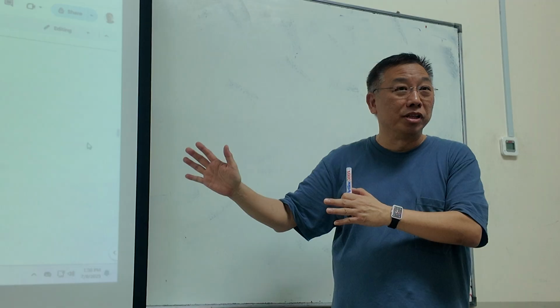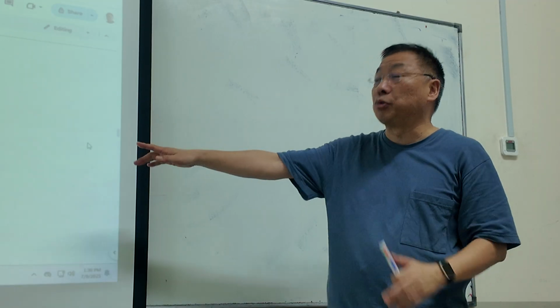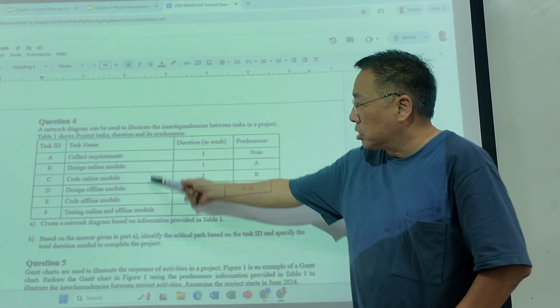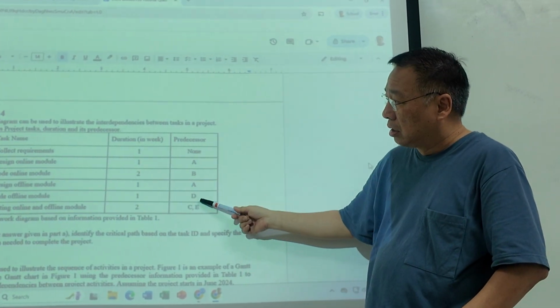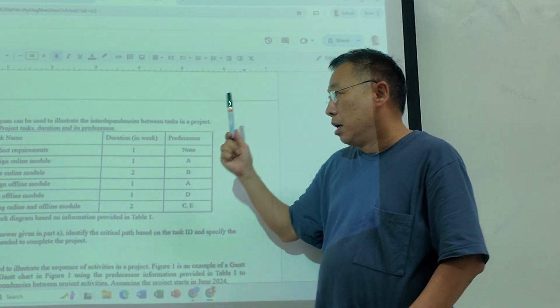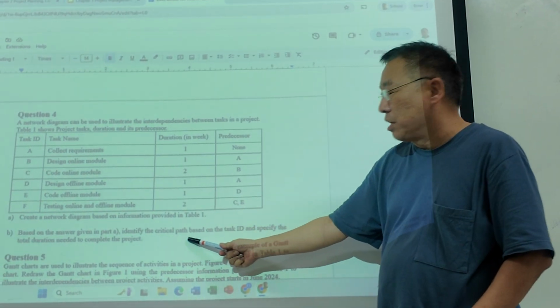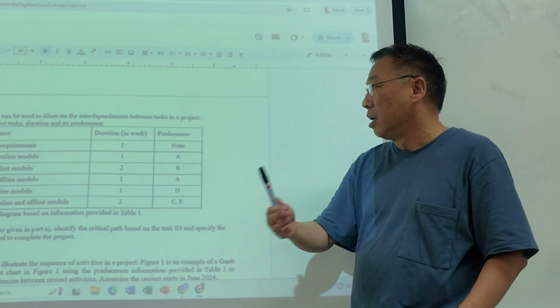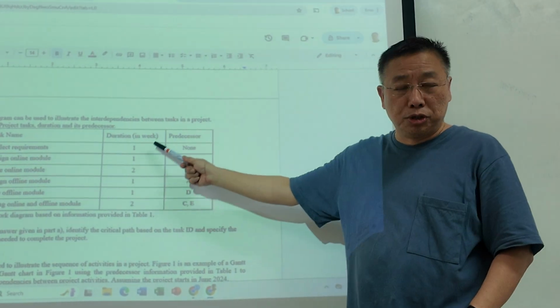But because we are doing it manually, we have to draw it out. And that's what this question asks you. Draw a network diagram that explains how these tasks are related to each other. So that's the first thing we have to do, okay? Then the second thing you have to do is identify the critical path. Before we do the critical path, which is another term in project management, let me draw the network diagram and show you how it will draw.